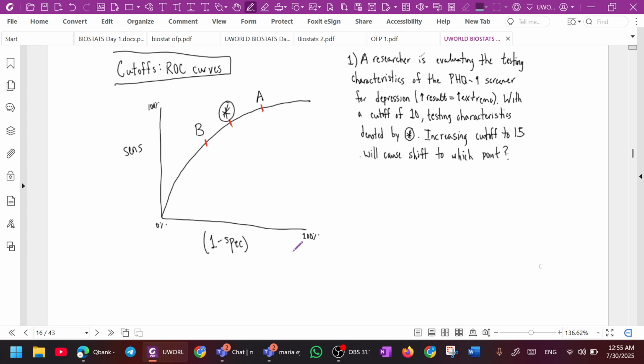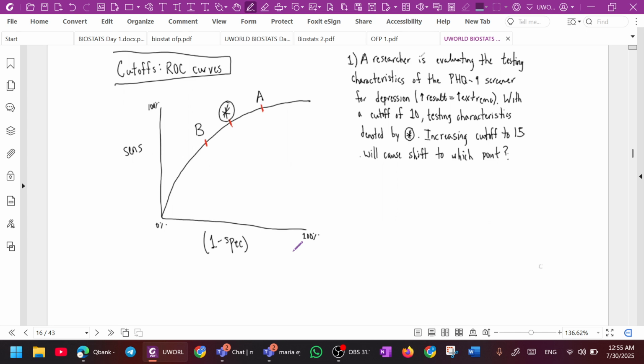So now this investigator is increasing the cutoff point to 15. So instead of getting 10 to have depression, you have to get to 15 to be diagnosed. Does it make sense? Yes. So now the question is asking what will happen. This is the cutoff point of 10 that they gave you at the beginning. If we change that cutoff point to 15, what will happen to sensitivity and specificity?